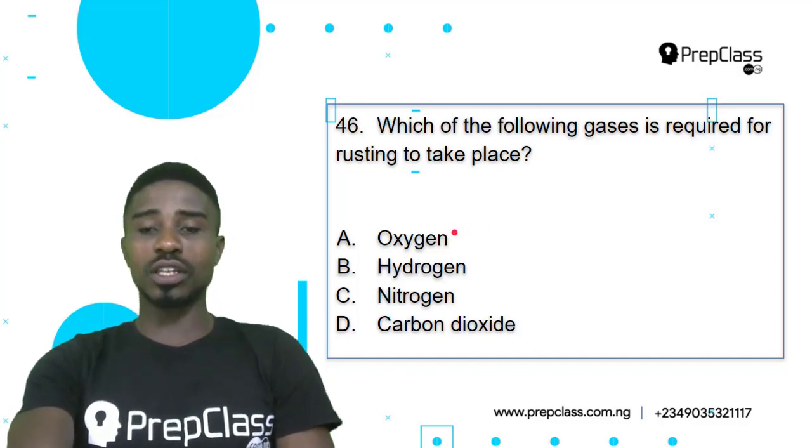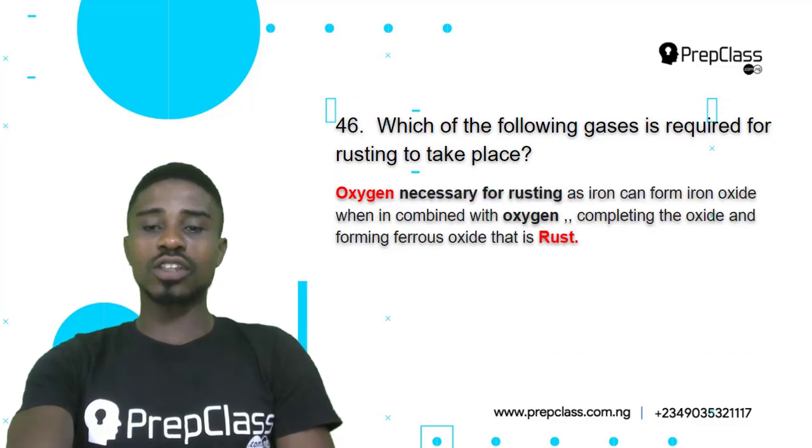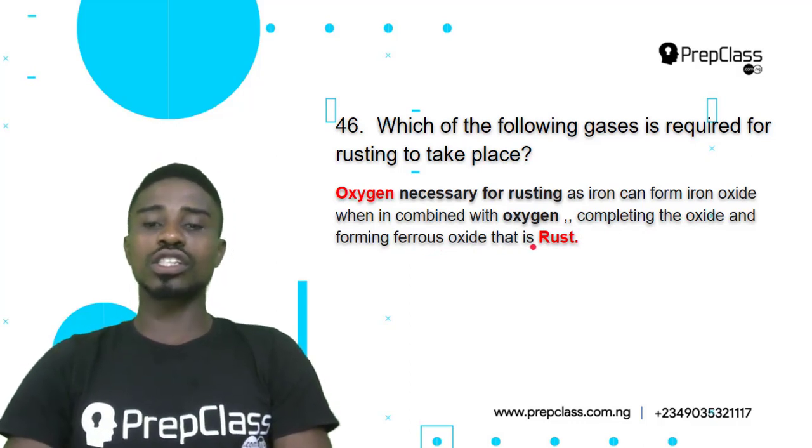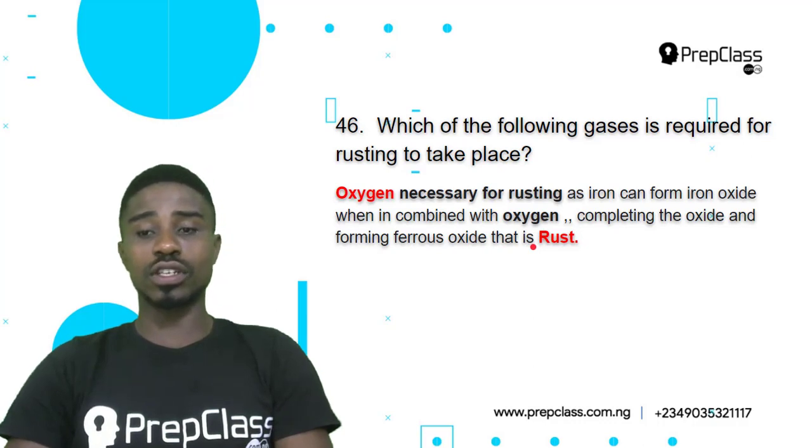Let me read this explanation for better understanding and conviction. Oxygen is necessary for rusting, as iron can form iron oxide when combined with oxygen, forming ferrous oxide, that is rust. So, oxygen is necessary for rusting. It brings about the formation of the iron oxide, and this is also carried out in the presence of water.